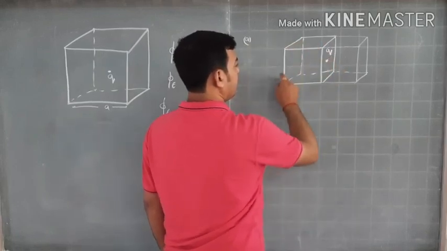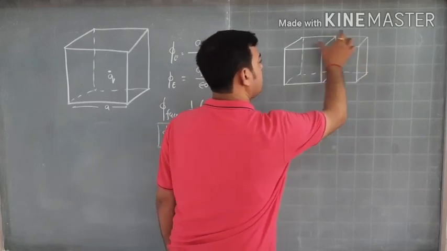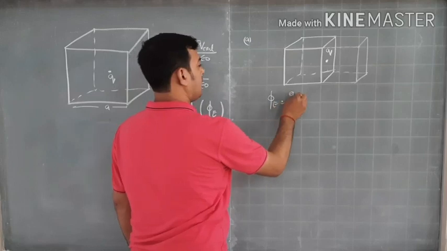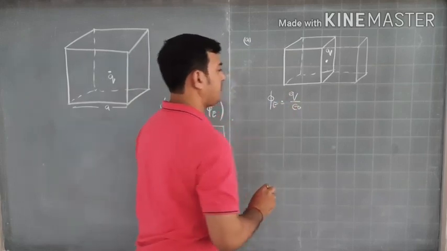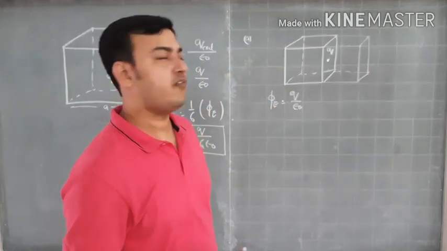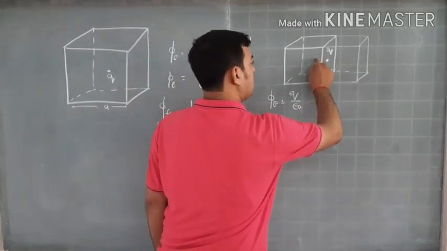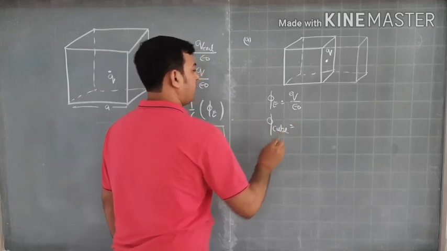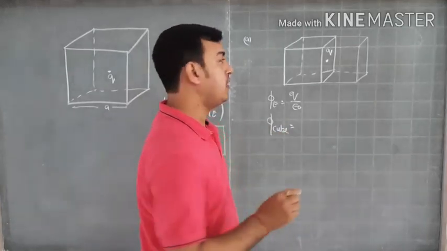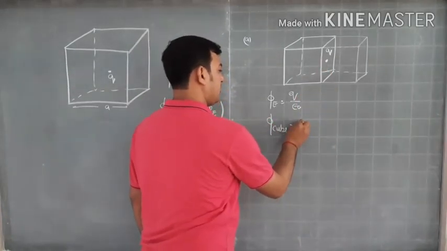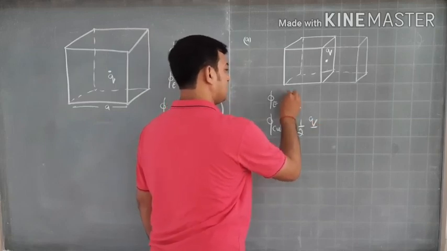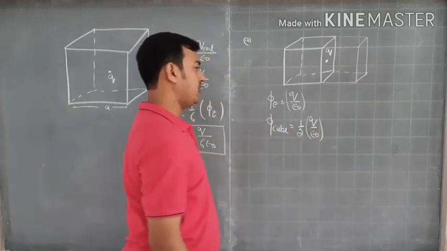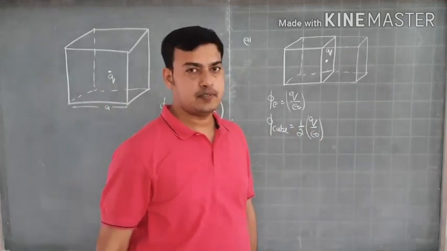So the net flux through this system of these two cubes will be, as per Gauss theorem, charge enclosed by epsilon naught. So this is the total flux through these two cubes. Now if I need to calculate the flux through a single cube, then I will just divide it by 2, since this is the flux through 2 cubes. So from 1 cube it will be 1 by 2 Q by epsilon naught.